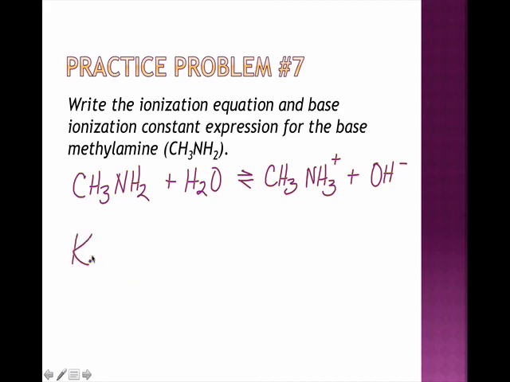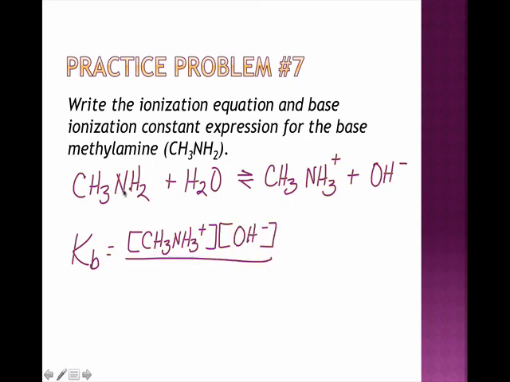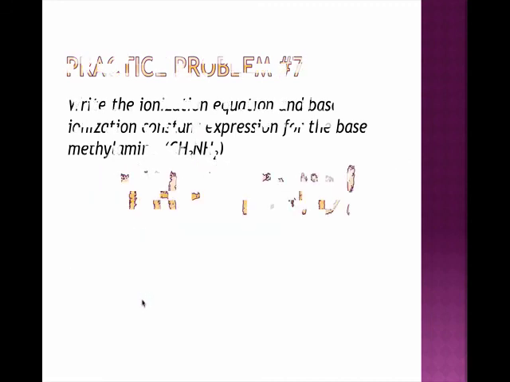And then the second part of this is just to write your Kb expression. So for this one, it's going to be the CH3NH3+, and it's important that I include the charges, because these are ions, multiplied by my other product, which is the hydroxide ion, and I divide it by, not water, just the original methylamine, CH3NH2. And that is it. So that's all I've got to do for those problems.